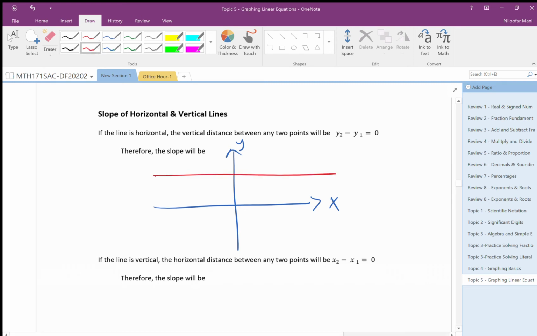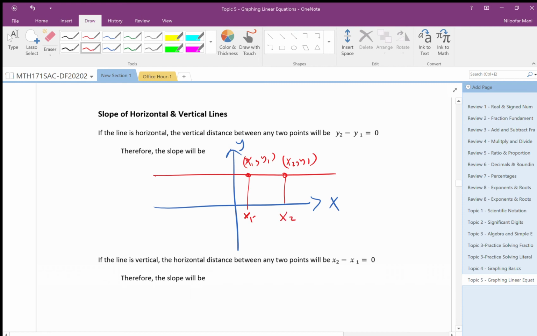So I have 2 points on the horizontal line. One of them is x1 and y1. So I show x1 there. And the next one is x2 and y1. I have the same y for both of them. Perfect, this is x2.